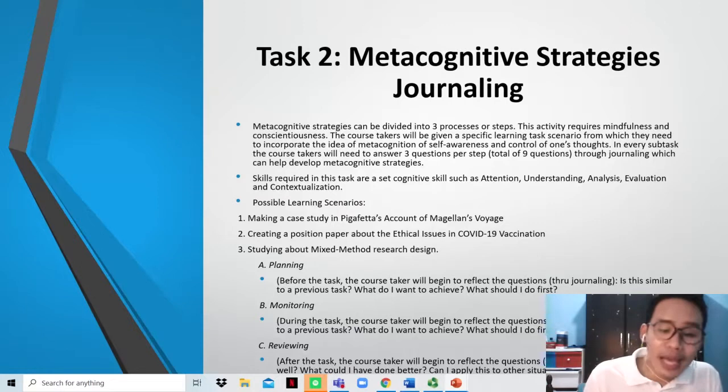Task C will be reviewing. After the task, the course taker will begin to reflect on the following questions through online journaling. What worked well? What could I have done better? Can I apply this to other situations? Those are the questions needed to be reflected on in the online journal.